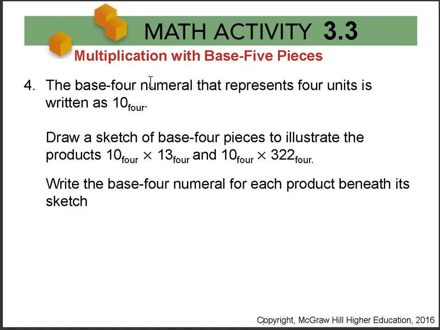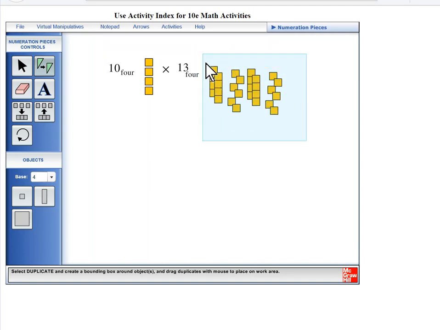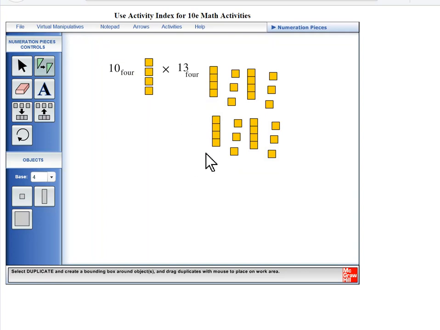In question 4, we'll switch to base 4. And we'll see if these same types of patterns hold. In a similar fashion, 1, 0 base 4 is a long, and if I split it up, I can think of that as 4 units. Then I can think of this multiplication as the repeated addition, where I get 4 copies of 1, 3 base 4, then form a minimal collection, and then write the resulting numeral.